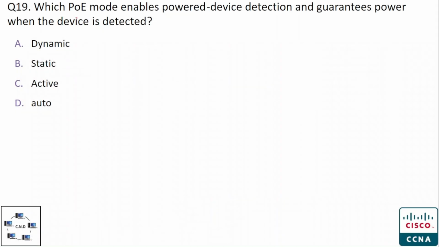Question number 19. Which PoE mode, that is Power over Ethernet mode, enables powered device detection and guarantees power when the device is detected? The options are option A, dynamic, option B, static, option C, active, and option D, auto. And the correct option is option B, static.